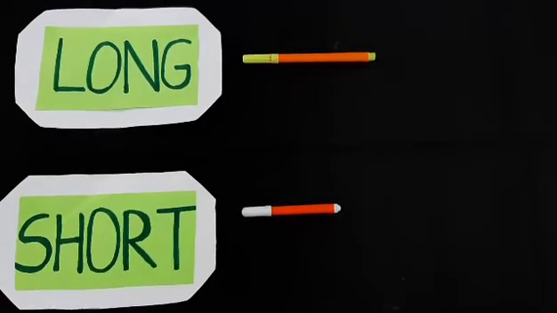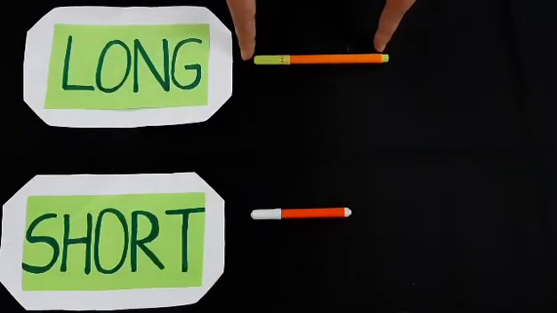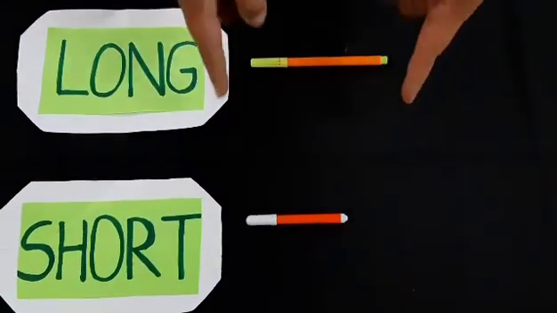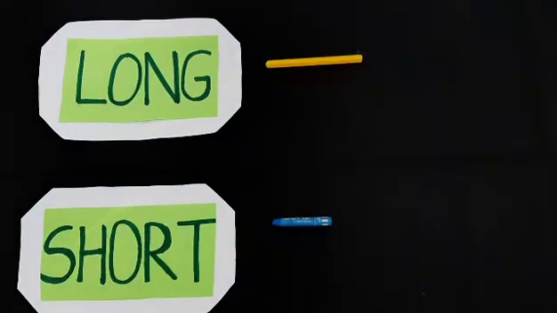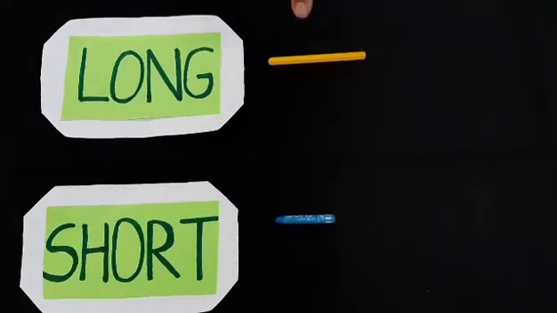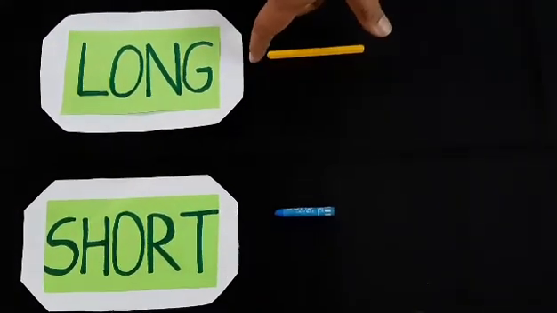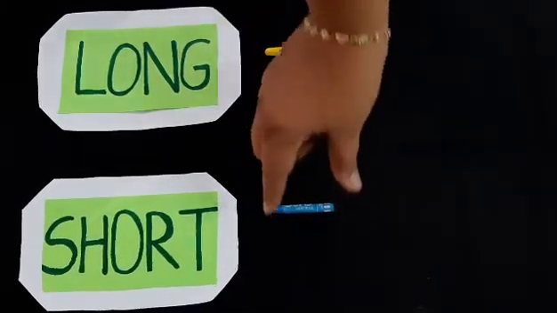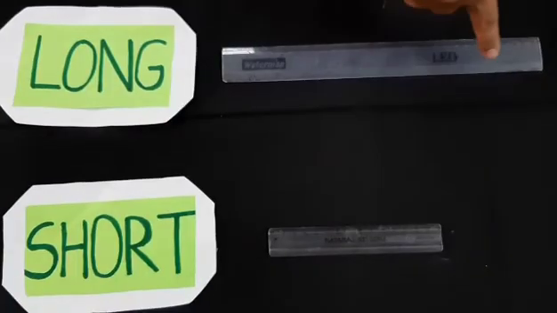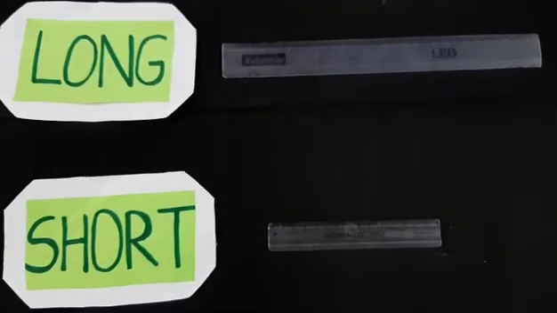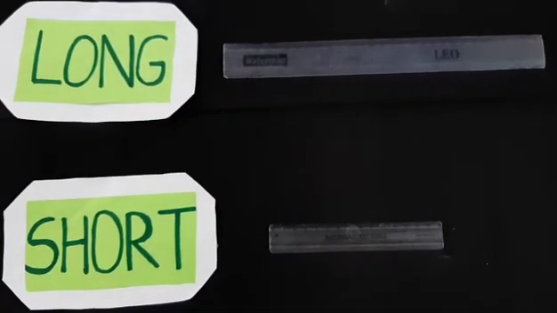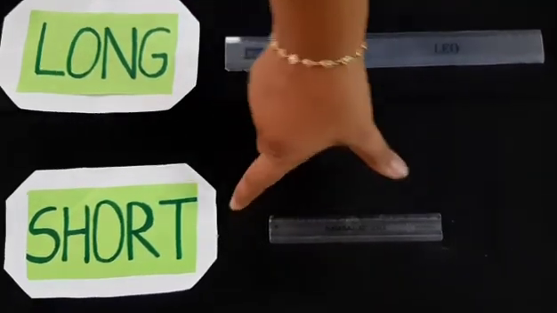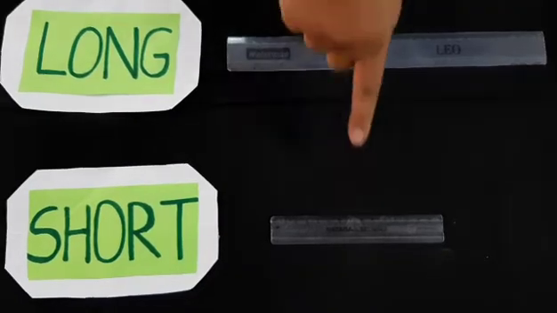Now you can see two sketch pens. This sketch pen is long and this sketch pen is short. Long, short. Now you can see two crayons. This is a long crayon and this is a short crayon. Long, short. Now you can see two scales. This scale is long and this scale is short. Long, short.